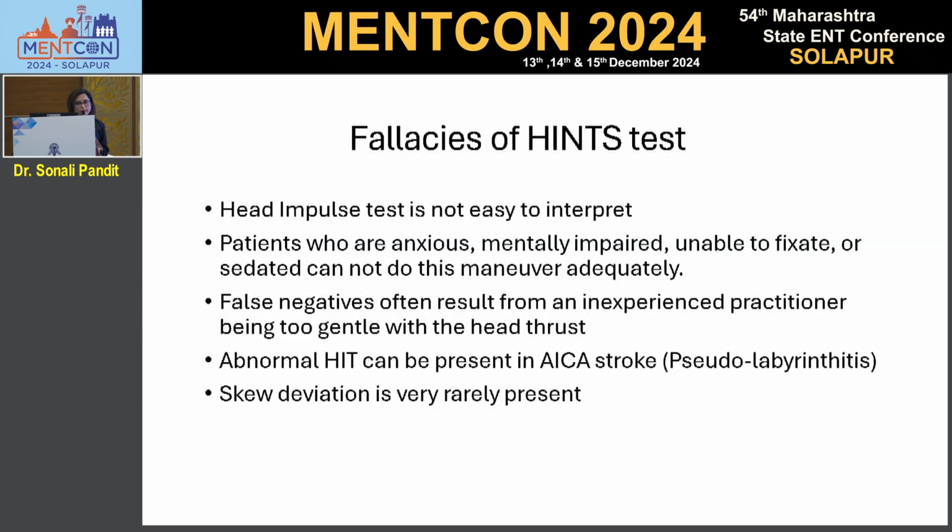So do not only rely on HINTS examination to rule out stroke. There are some fallacies, some shortcomings of the HINTS test. First, the head impulse test is not easy to interpret. Okay, you need to really be doing this test regularly to understand the positives and negatives. It's not that easy, especially in acute vertigo patients.